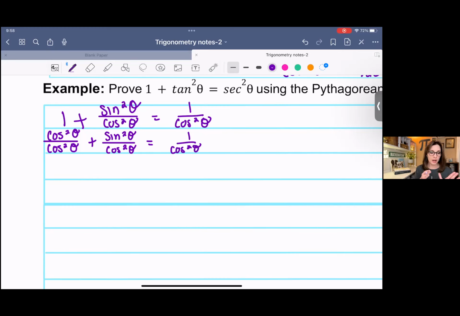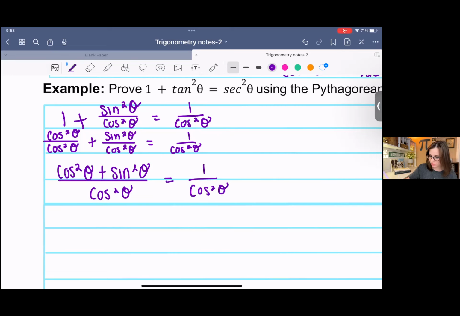Now on the left side, I have a common denominator, so I'm going to add the numerators. And then I have one common denominator. I can do several things here. I'm seeing a lot of things I can do, so my brain's kind of spinning. This is a Pythagorean identity: sine squared theta plus cosine squared theta, or flip that, is 1. And then I have 1 over cosine squared equals 1 over cosine squared, which is true.